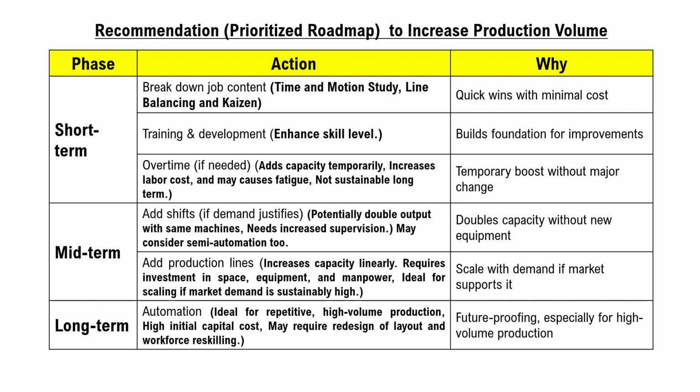Lastly, long term: full automation. It is ideal for repetitive, high volume production, but it will involve high capital cost, and may require complete redesign of layout and workforce rescaling. Reskilling is future proofing, especially for high volume production.